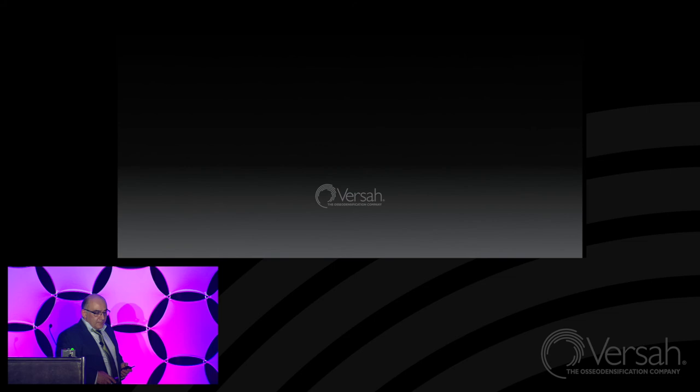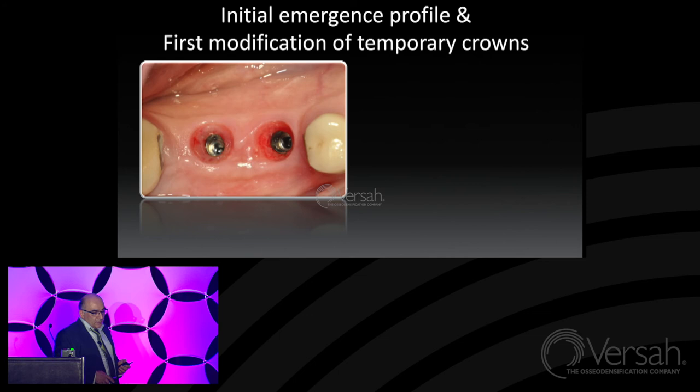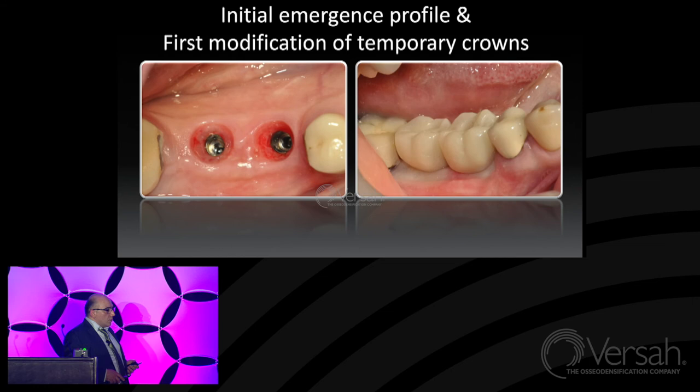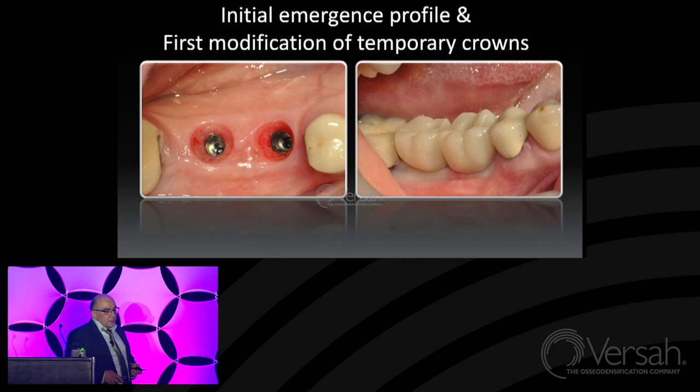This is the emergence profile which we have with a standard healing abutment before the first modification. Look at this. We place our temporary crowns, already modified, and we get some blanching, some ischemia around the crowns. We have to wait 10, 15 maybe minutes to be sure that this ischemia is transitory. If not, we have to take out our crowns, grind a little bit, and return them to see that this ischemia is transitory. Otherwise, we will have some necrosis there and complications.